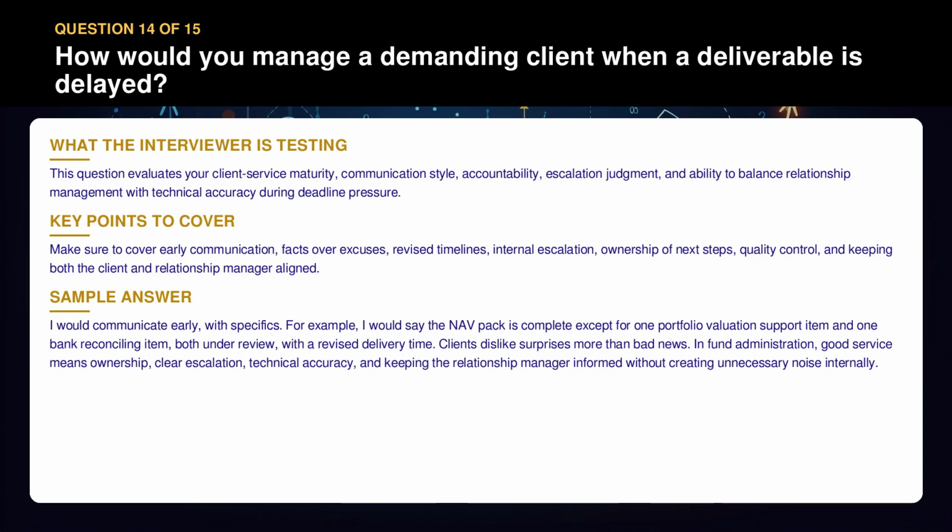I would communicate early with specifics. For example, I would say the NAV pack is complete except for one portfolio valuation support item and one bank reconciling item, both under review, with a revised delivery time. Clients dislike surprises more than bad news. In fund administration, good service means ownership, clear escalation, technical accuracy, and keeping the relationship manager informed without creating unnecessary noise internally.